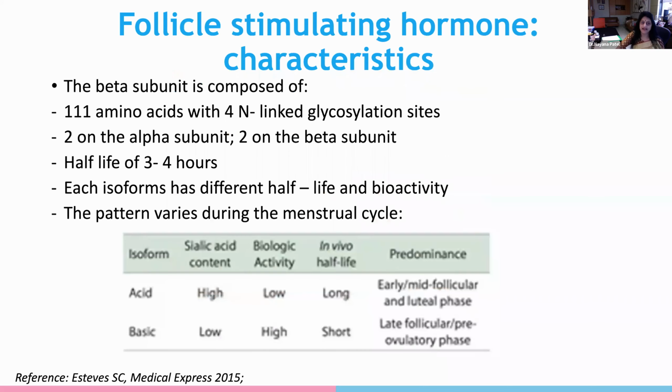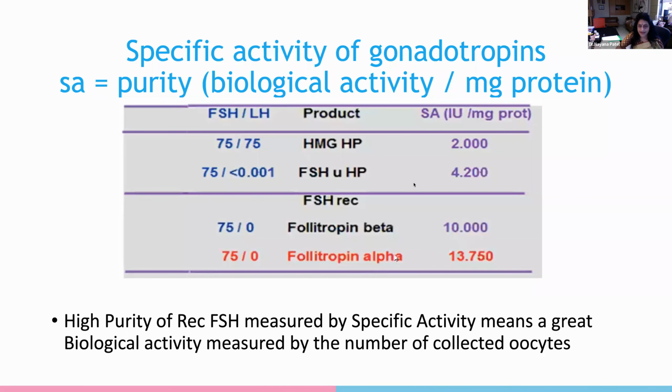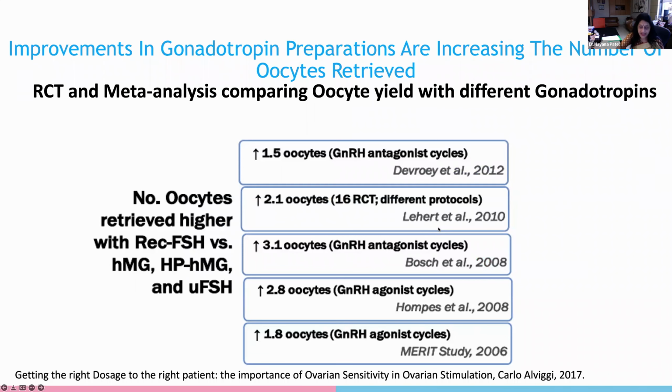Choice of gonadotropin, definitely it matters. FSH has isoforms, the components which are seen are acidic and basic, and acidic is mainly for the in vivo life is long and basic is short. So recombinant FSH, we have seen, gives more oocytes, more potent gonadotropin formulation is there, and higher biopotency of recombinant formulation. If we compare it with the other products, we see that the specific activity, that is the purity, is highest with the follitropin alpha, and number of oocytes, as I talked before, 1 to 2 also matters.